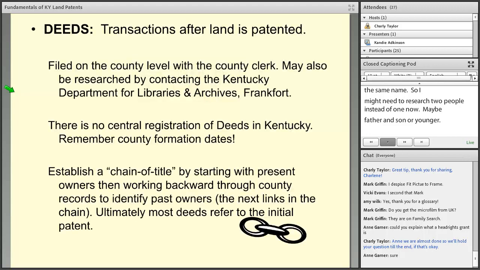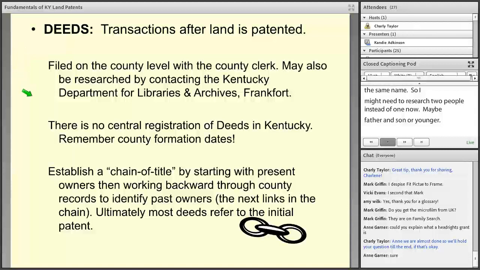Deeds. Check out patents first to see if the land was acquired by patent. If you run out of luck on that, use the tax list to identify the patentee to help you with the location, but you're going to be going through the deeds. Grantor, grantee, establish your chain of title. See how that patent came to be.